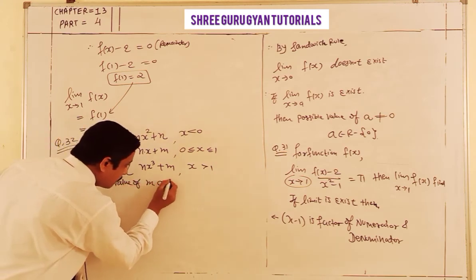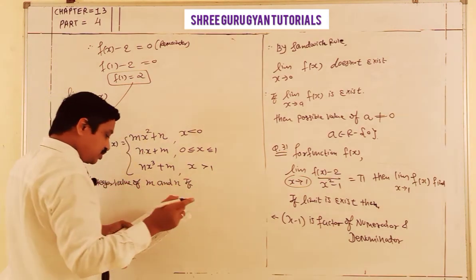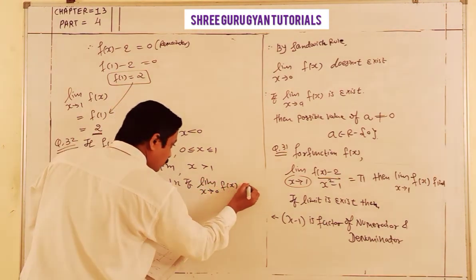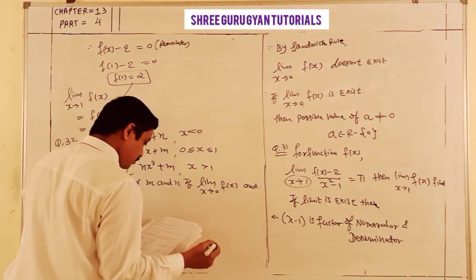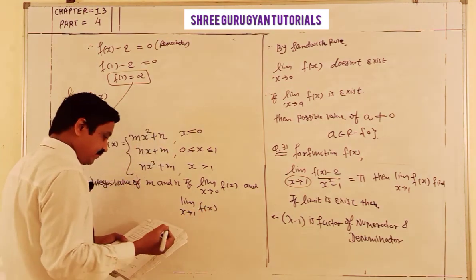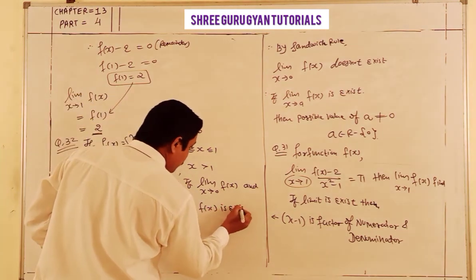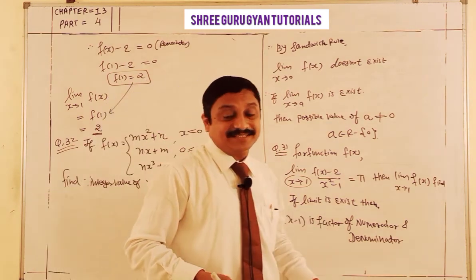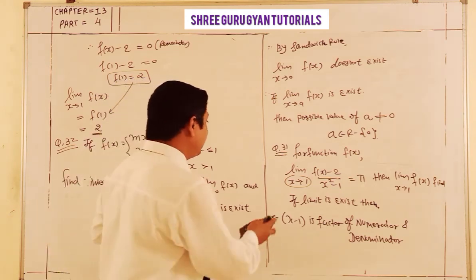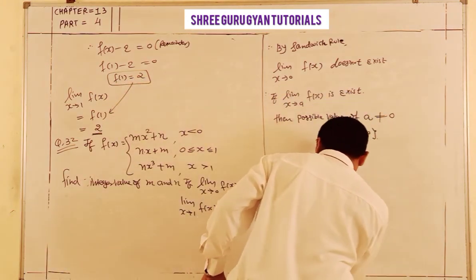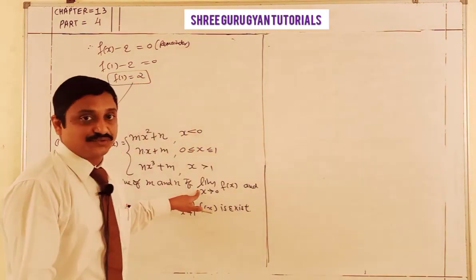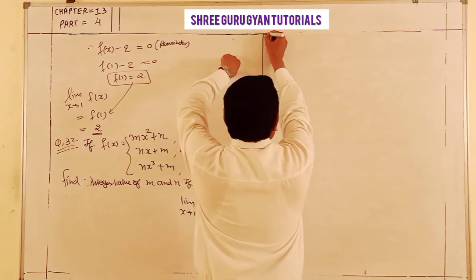If the limit as x tends to 0 of f(x) and the limit as x tends to 1 of f(x) both exist. Yes, both limits exist. Existing limit means the sandwich rule is applied and there is a possibility to get the answer. So I will start case by case. First of all, x tends to 0 of f(x).